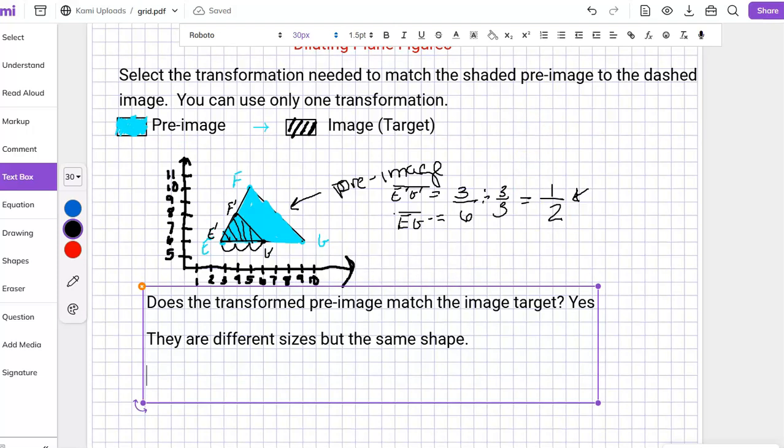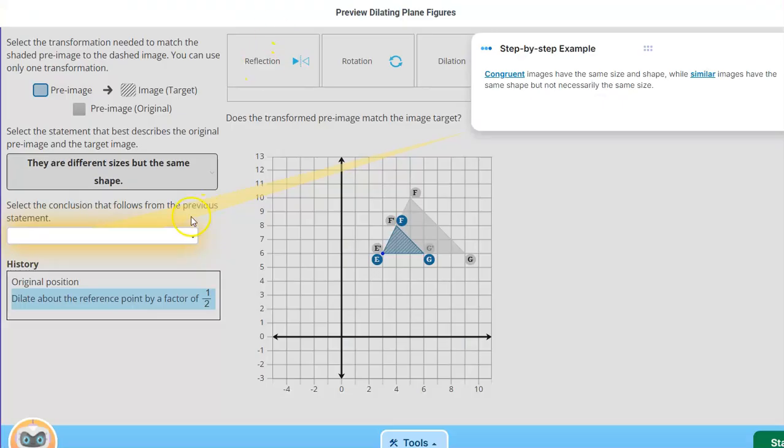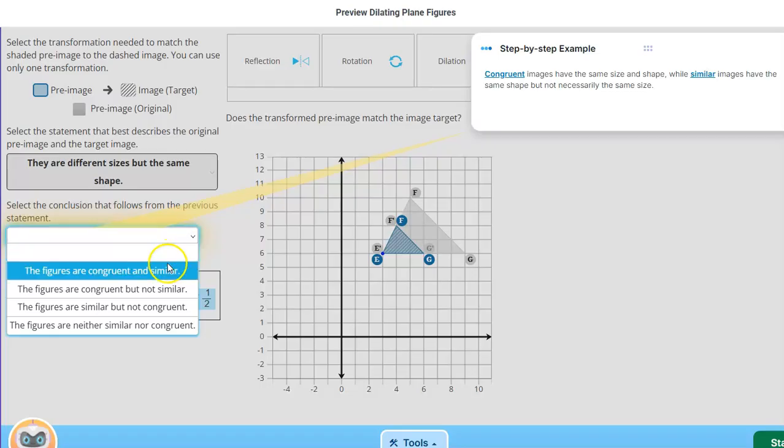Okay, so now we're going to look at the next thing. It says, select the conclusion that follows from the previous statement. Last time we hit they're congruent and similar. Remember, congruent means same size, same shape. Are they same size, same shape? They're not. So it's not going to be that they're congruent.